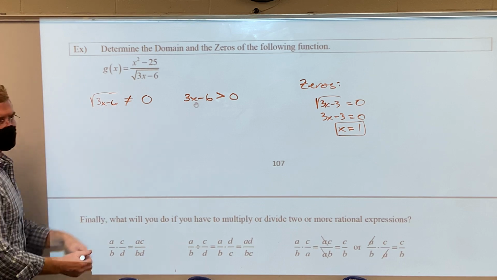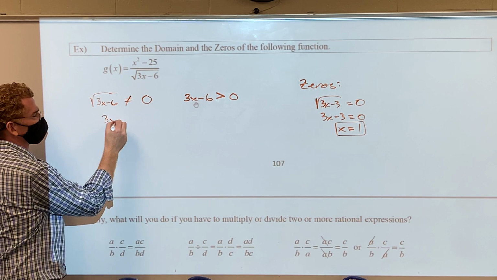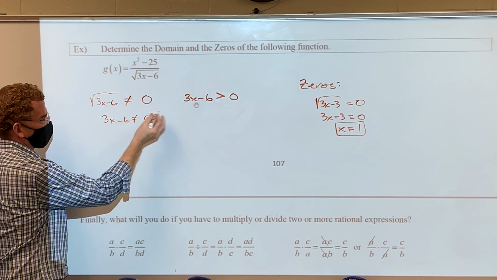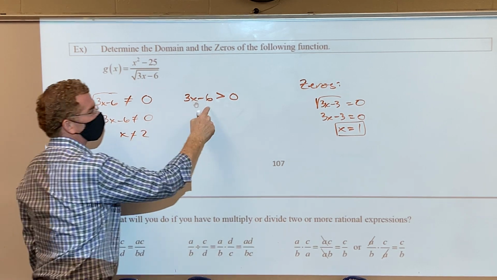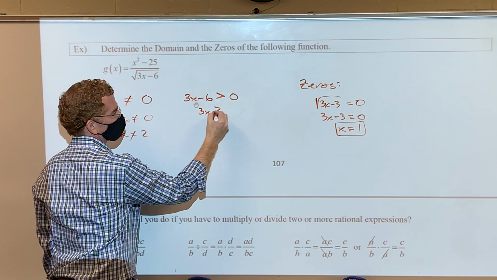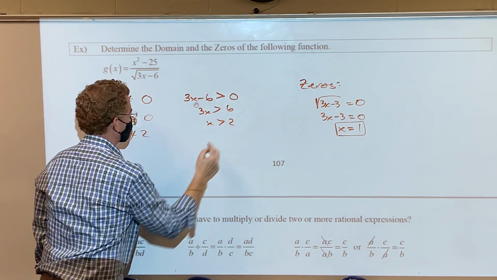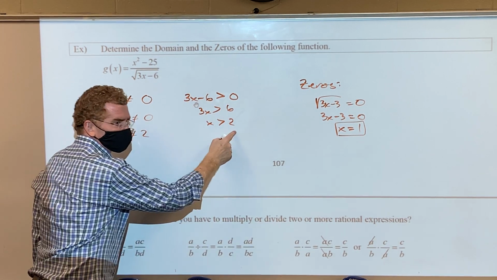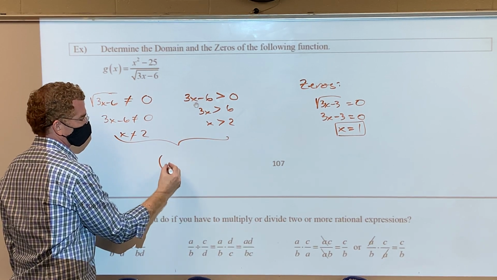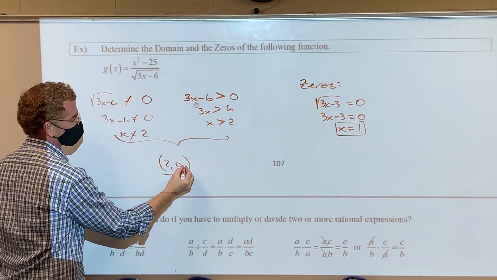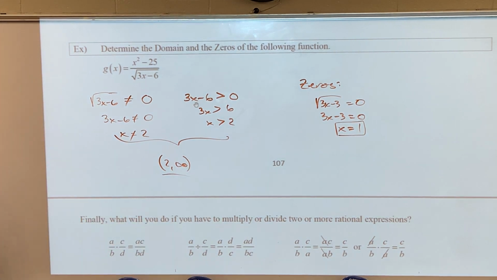But anyway, can I solve this? Yes. Square both sides. X minus 6. Add 6, divided by 3. X equals 2. So you can't have a 2, but also what? Same thing, 3x. X is bigger than 2, so if you can't have 2 and it's bigger than 2, what do you end up with? Parentheses around 2. So parentheses around 2 to infinity. That works, right? Well, yeah, because it can't be negative. Sorry. Does that make sense?